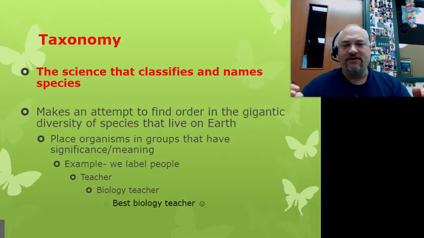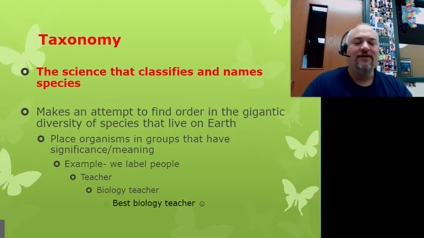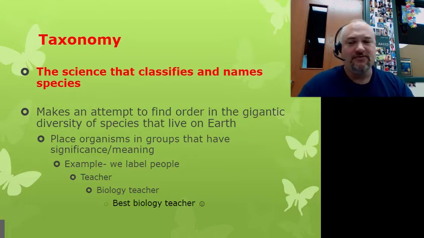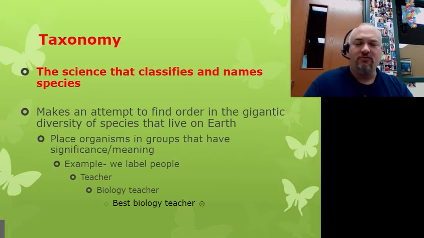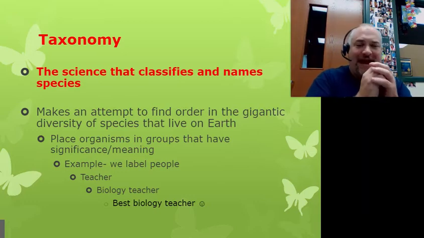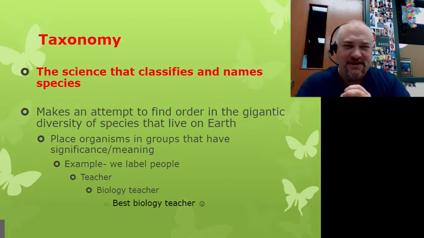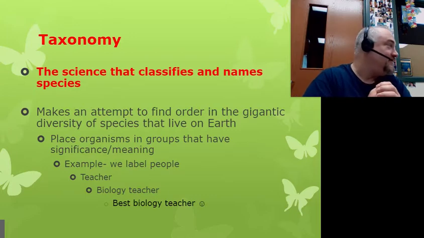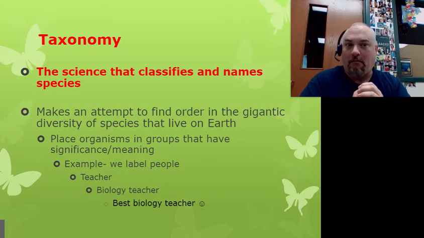And what we do is we place organisms in groups that have significance or meaning. We don't just say cute animals, we say animals that have fur and provide milk to the young. Those would be mammals. Those are significant. So we can take a look at teachers. We can label people. We can label some of those people in a smaller group called teachers. Within that smaller group of teachers, we can have an even smaller group of biology teachers. And within that group, we could have the best biology teacher. I'll let you decide who that is. But you don't have a lot of experience. So the best one you've had so far, maybe it's me.